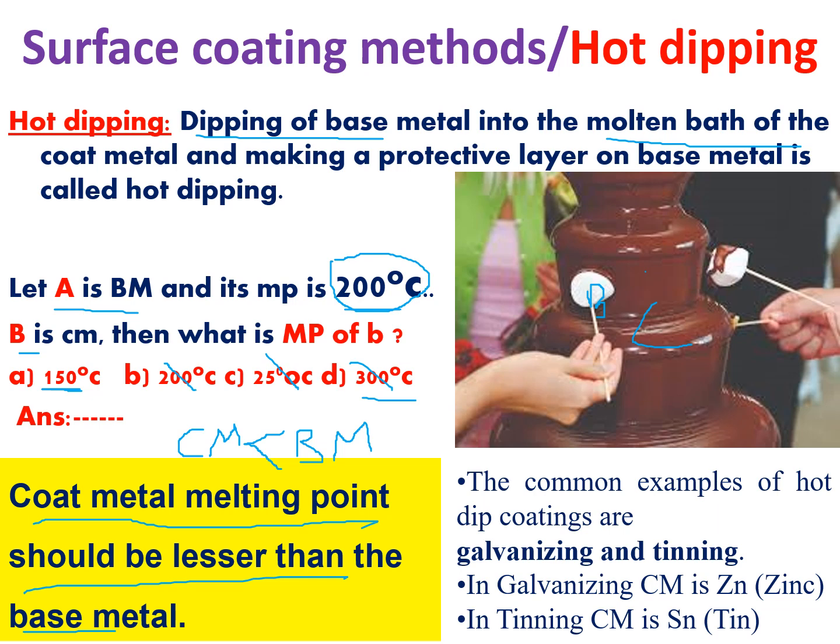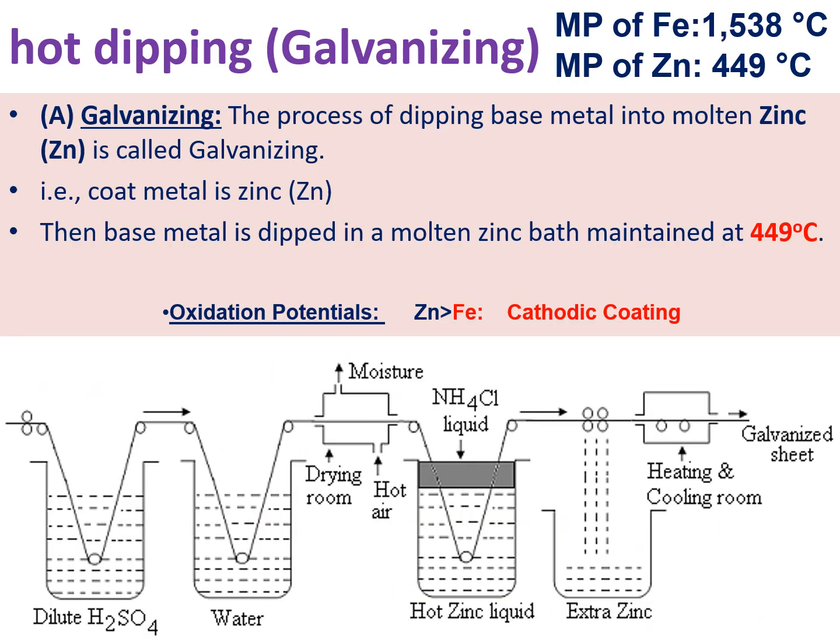So you can coat the base metal with zinc or tin. If you coat with zinc, it is called galvanizing. If you coat with tin, it is called tinning. Okay. So the first method is galvanizing. How can we coat zinc over different materials? For example, iron material. If you make a coating with zinc metal, it is called galvanizing.